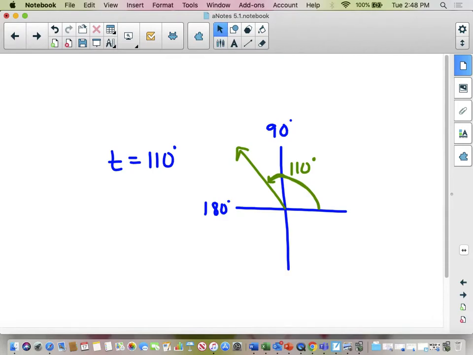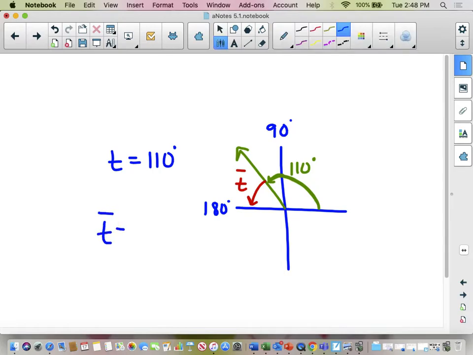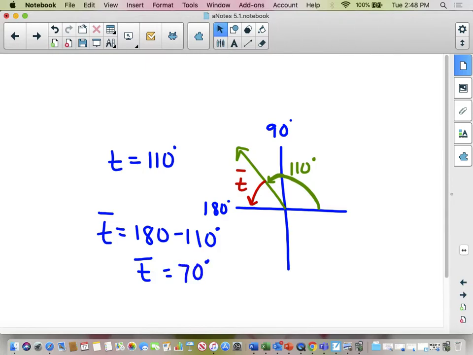So now the remaining to get to 180 is my reference angle. Okay, so again, if this is 110, how much more to get to 180? Well, of course, you can obviously do the math as well. So 180 minus 110, and that reference angle, reference number, reference angle, same thing, is going to be 70 degrees. So there, it's the same way in degrees.